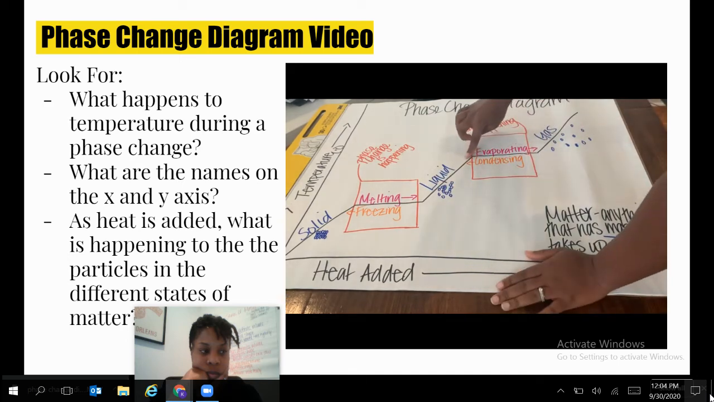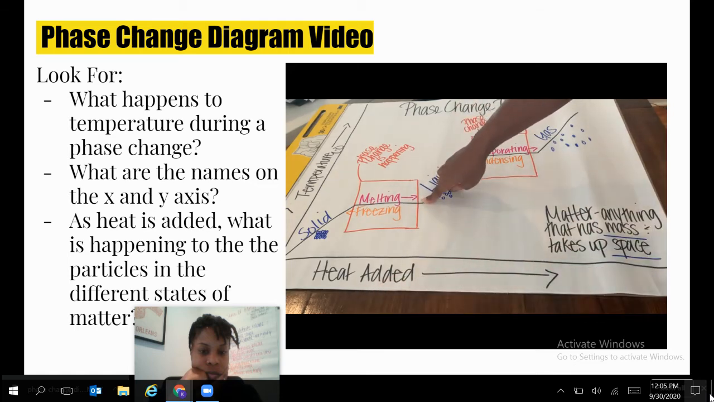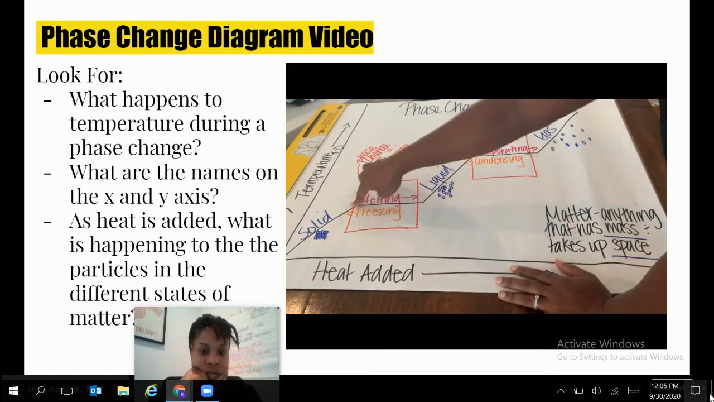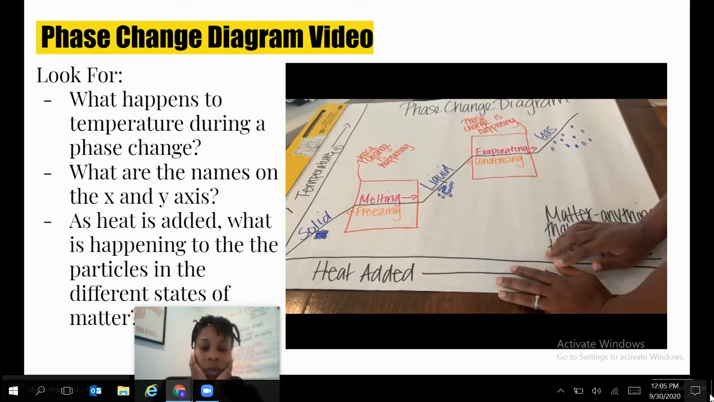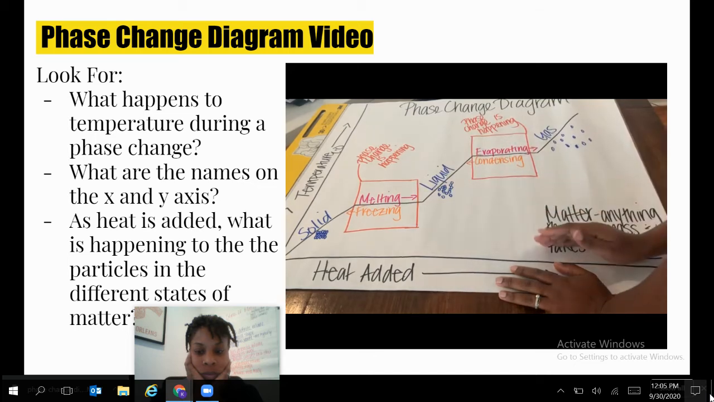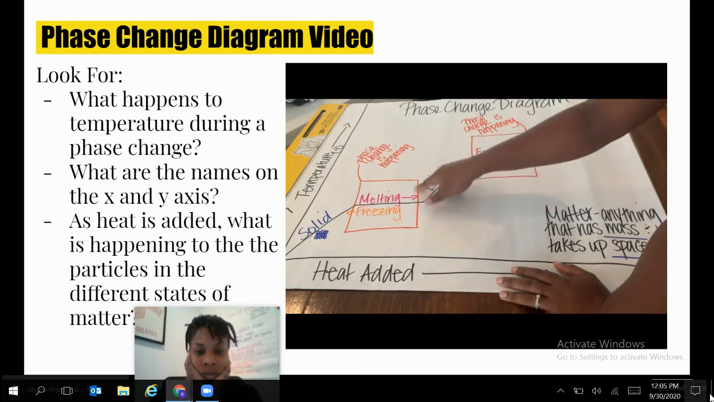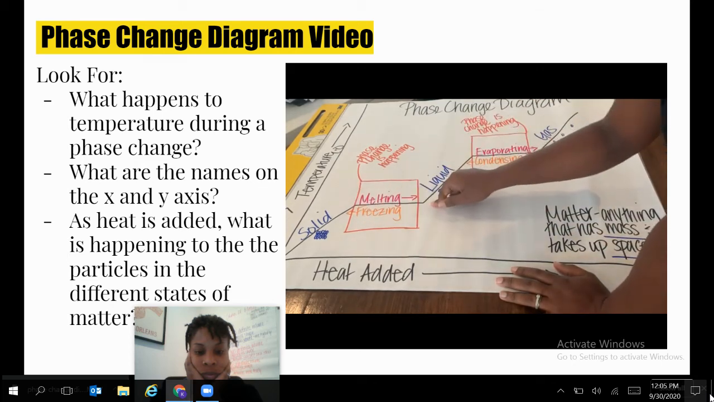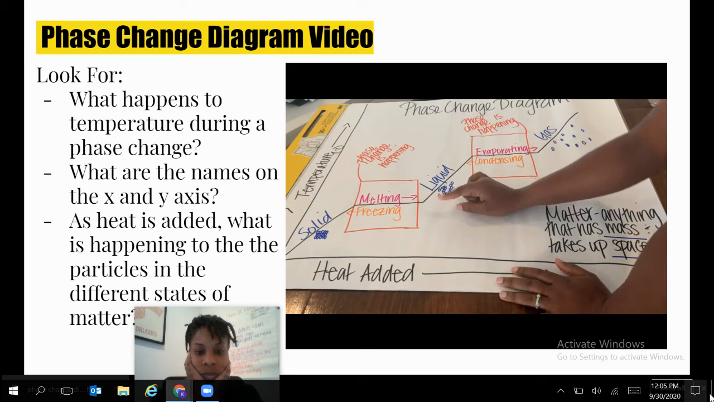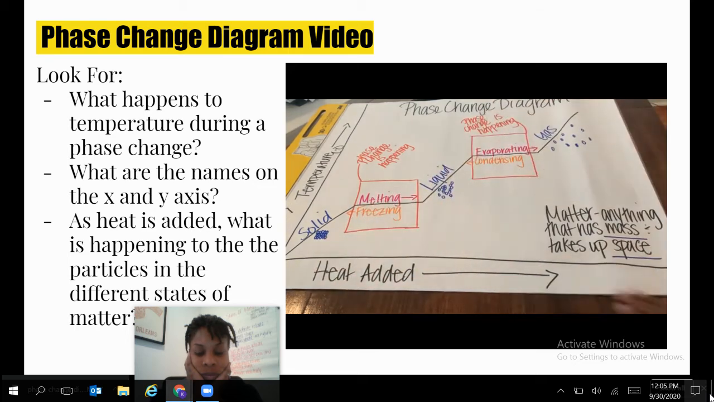So now I'm at a liquid, my line is going down, heat is being removed, and temperature is decreasing. And then I get to another plateau. When I'm at that plateau, a phase change is occurring because the phase change happens when the temperature stays the same. There is no change in temperature when you have a phase change. So my liquid has hit a plateau, and the reason it's hit a plateau is that the liquid is freezing and turning into a solid.